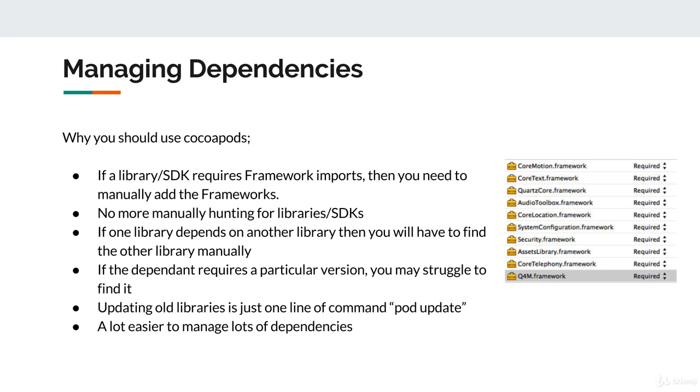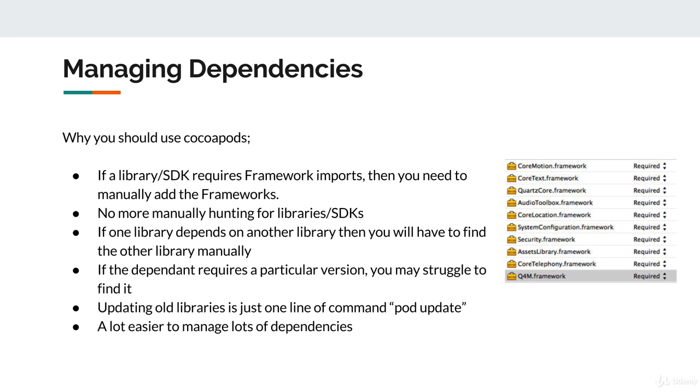The fourth reason is that if the dependent library requires a particular version, then you may struggle to find it. So let's say that the library that you want to install requires another library, and the library it requires must be of a particular version. You may not be able to find that version. With Cocoapods, the third point and the fourth point will be automatically resolved. When you use Cocoapods, it will understand all the dependencies and automatically install them for you. And if the dependency has to be a particular version, it will automatically install that version as well.